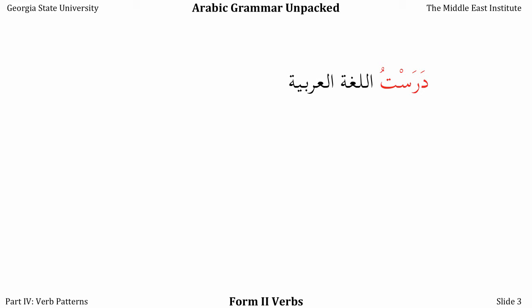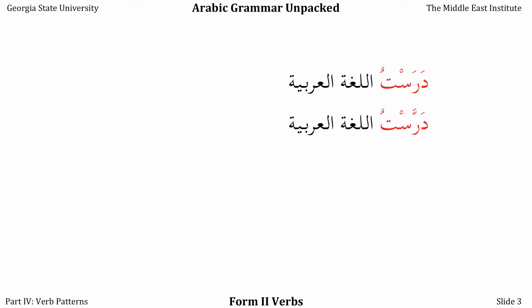But sometimes we could take a verb like darasa, to study, and we can double the second consonant. We put the shadda on top of the letter ra here, and now it's pronounced darrastu al-lugha al-arabiyya. This completely changes the meaning of the sentence simply by doubling the middle consonant. This is what Form 2 verbs are all about. We have changed the meaning of the sentence from I studied the Arabic language to I taught the Arabic language.